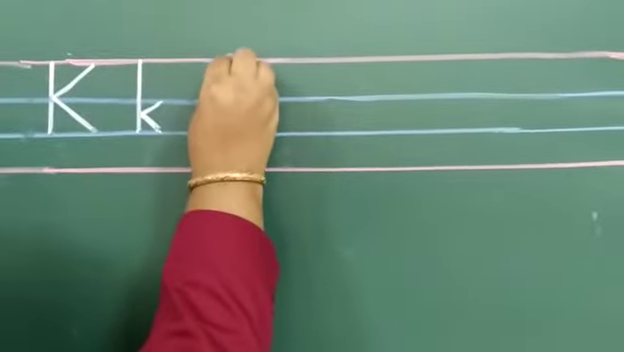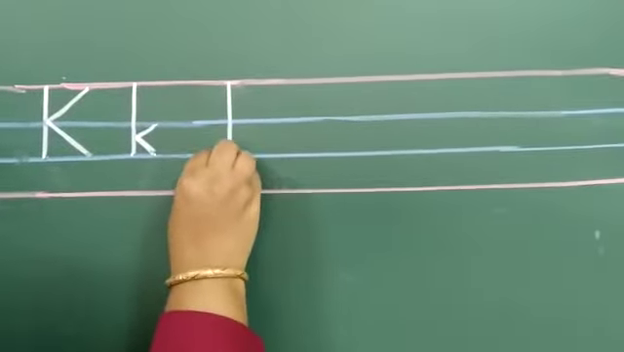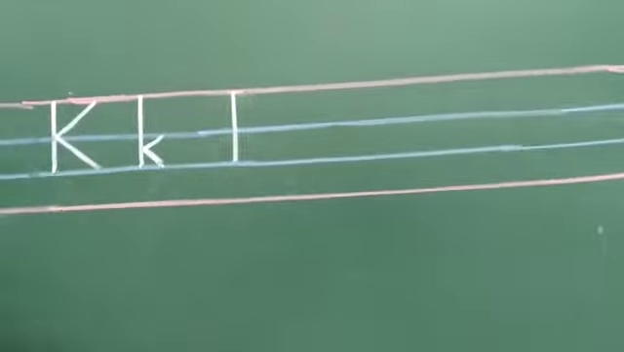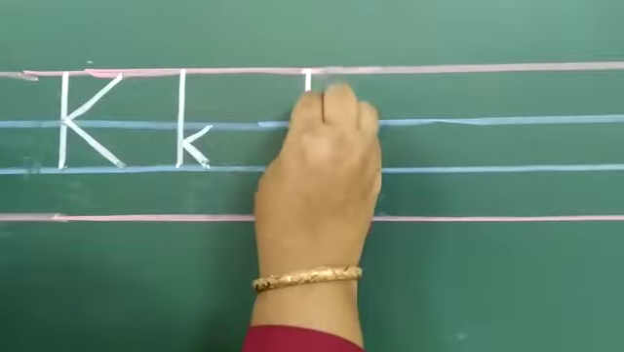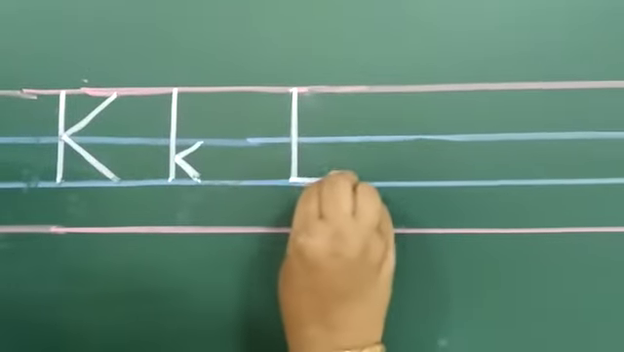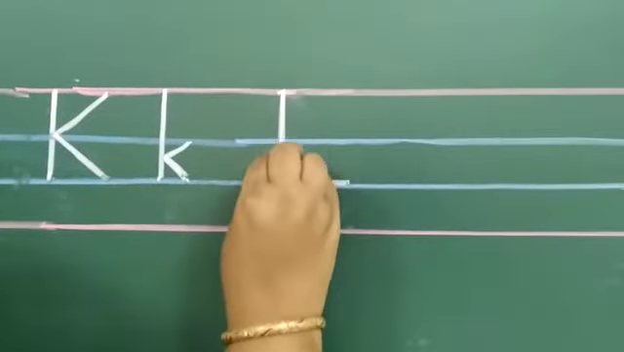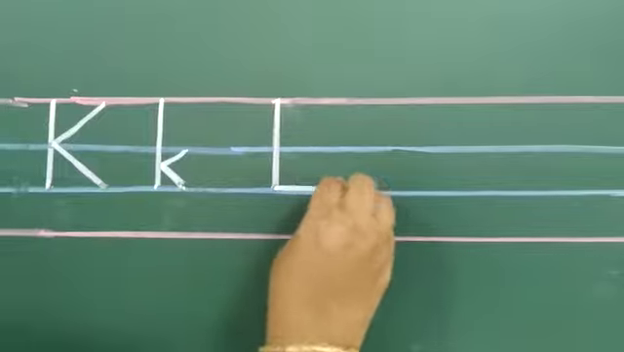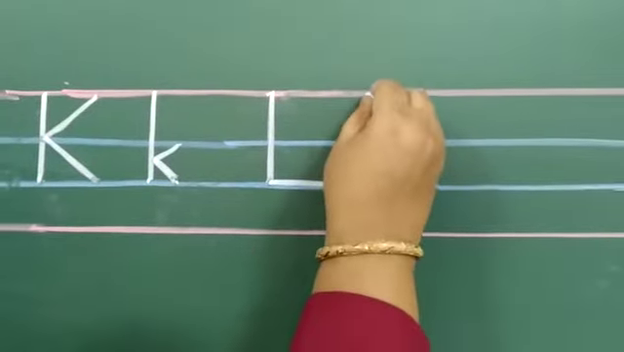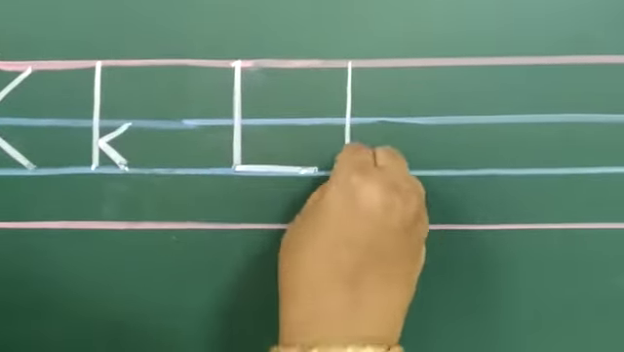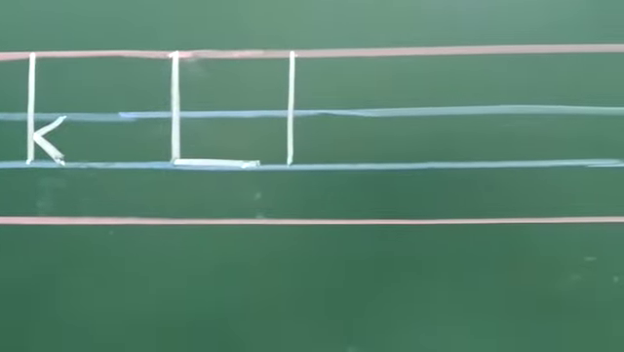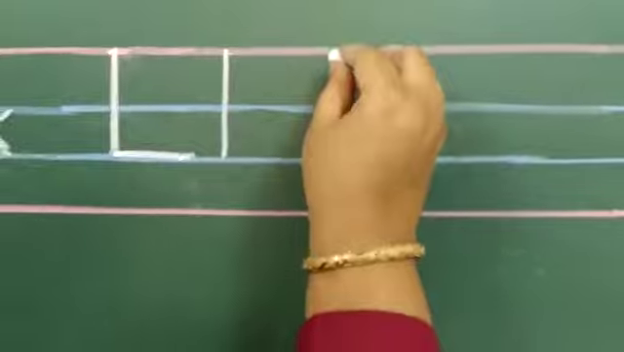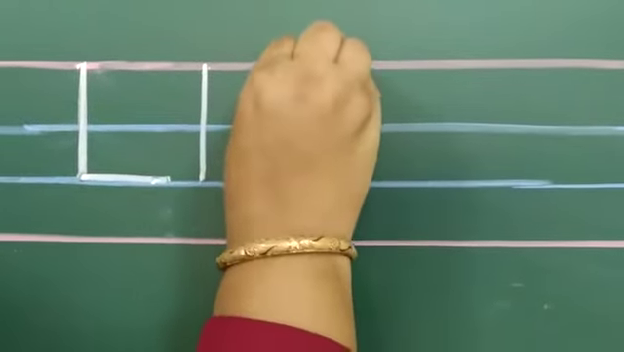See the difference? This is capital K and this is small k. The next letter is L. One standing line and one sleeping line. See here, one standing line and one sleeping. It is L and this is small l. From red line to blue line, just put one standing line.